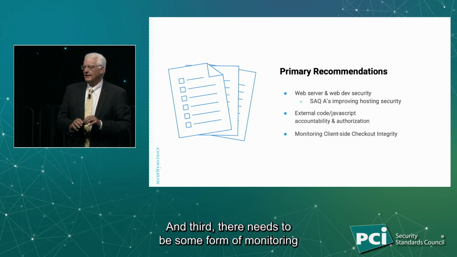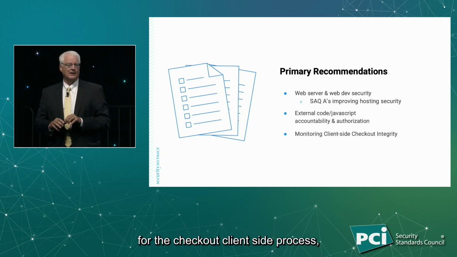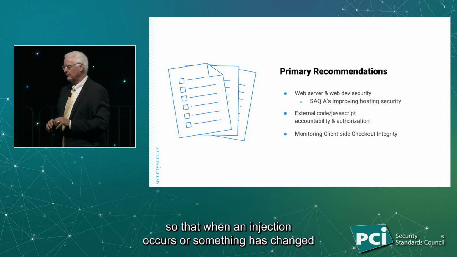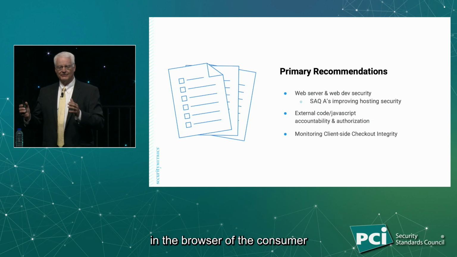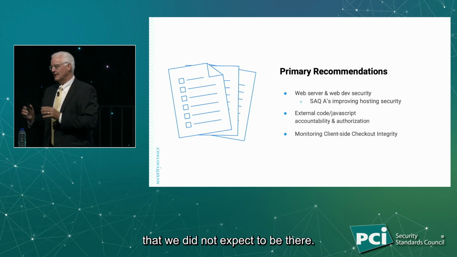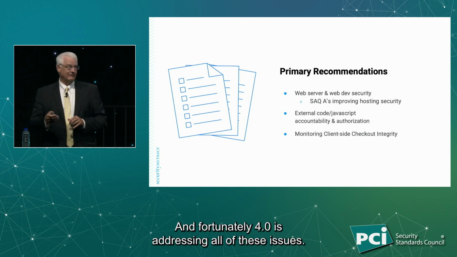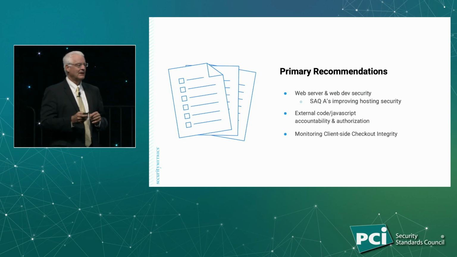And third, there needs to be some form of monitoring for the checkout client-side process, so that when an injection occurs or something has changed, we're able to identify that something is now in the browser of the consumer that we did not expect to be there. And fortunately, 4.0 is addressing all of these issues.